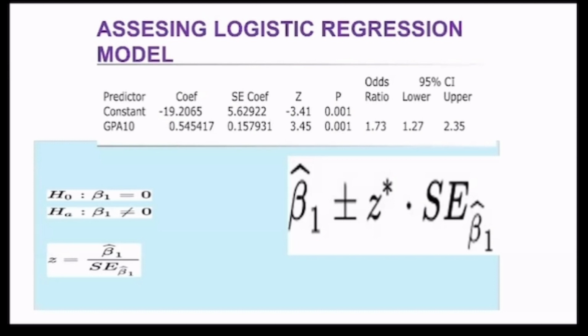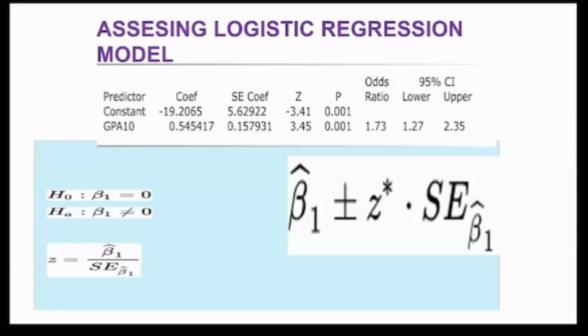You can see the p-value, and then you can see the odds ratio, 1.73. The odds is the ratio of pi divided by 1 minus pi, and the odds ratio is the ratio of two such odds. That's what we mean by odds ratio. The odds ratio is actually 1.73.